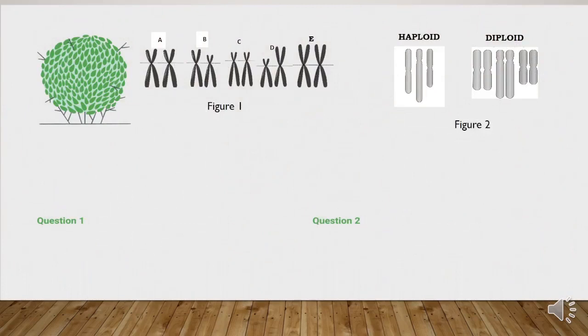Okay, let us try this one. I have here figure number 1 and figure number 2. In figure 1, I have sets of chromosomes from A to E. Figure 2 shows haploid chromosomes and diploid chromosomes. Question number 1: which pair or pairs of chromosomes are homologous chromosomes from figure 1?